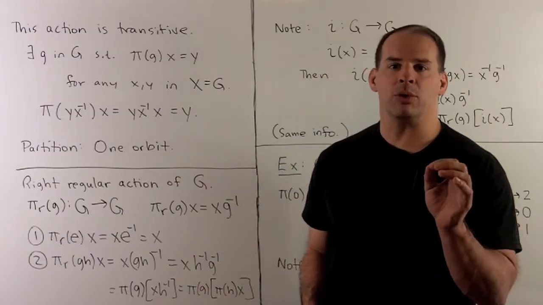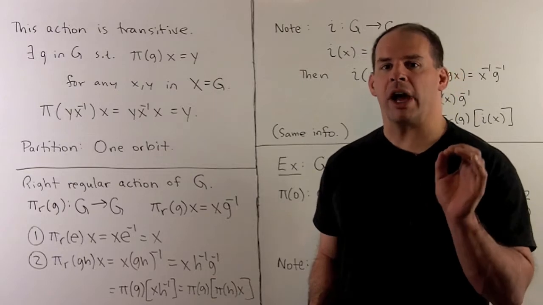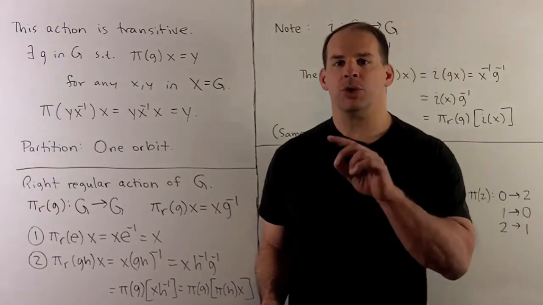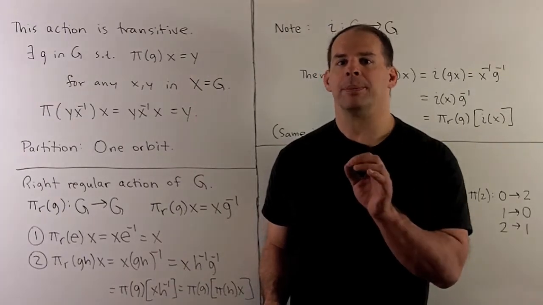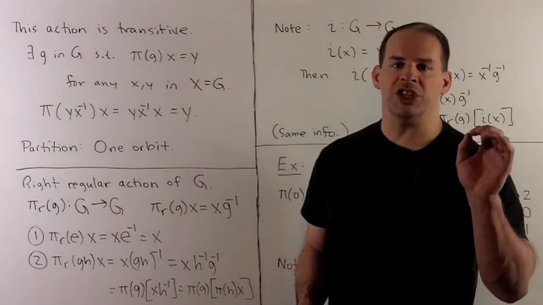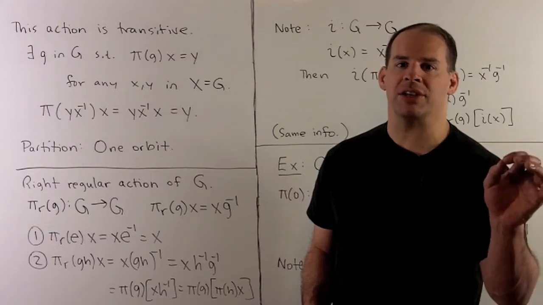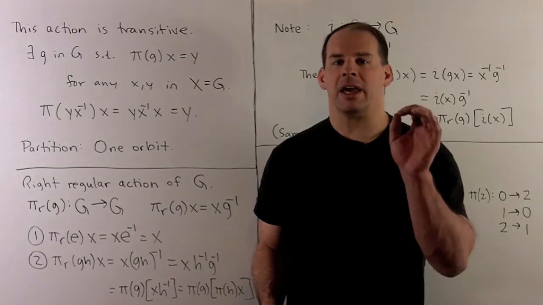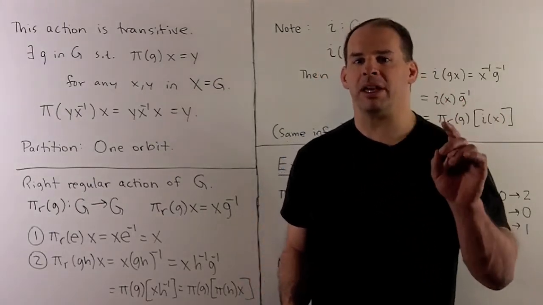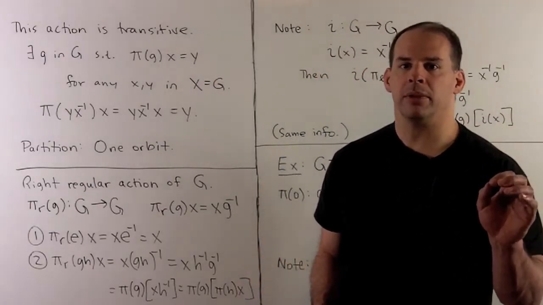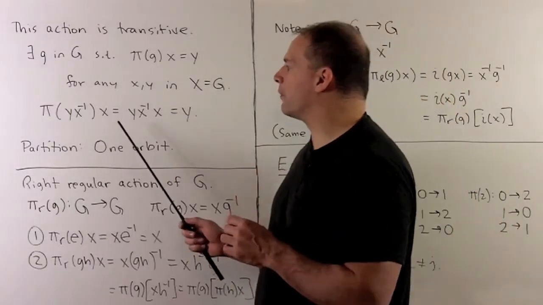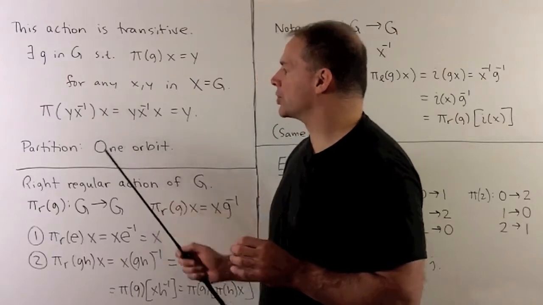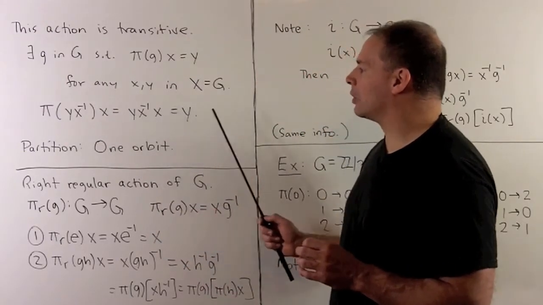Now, in the language of group actions, the left regular action is transitive. So this means if we take any 2 points in our set, say x and y, there's going to be some element in the group g, such that pi of g carries x to y. So if I take any 2 points, I can get from one point to the other by picking the right group element. Now in our case, if I want to go from x to y, I just apply yx inverse. Then the x's go away and we're left with y.